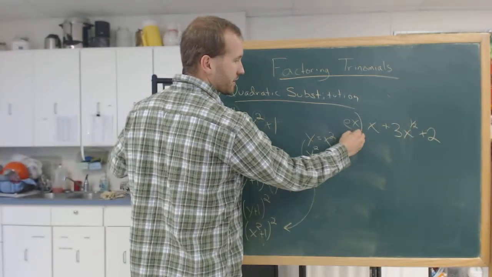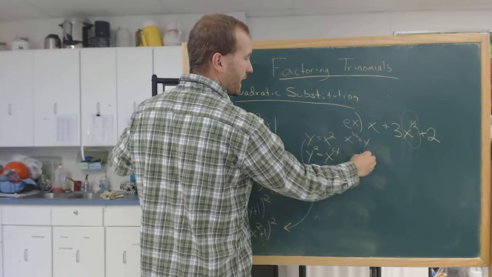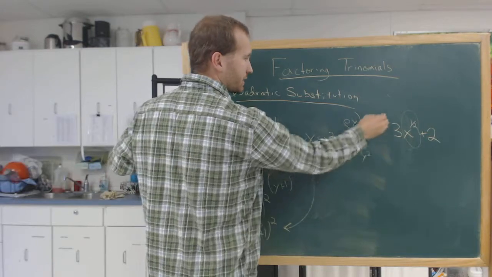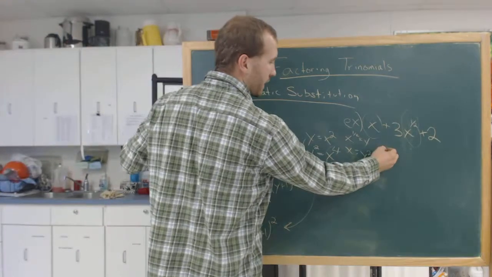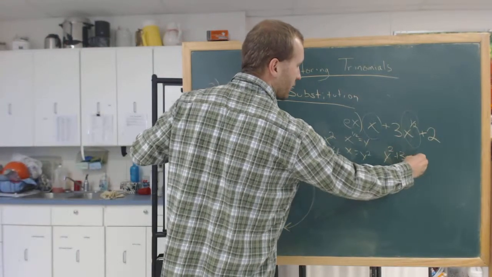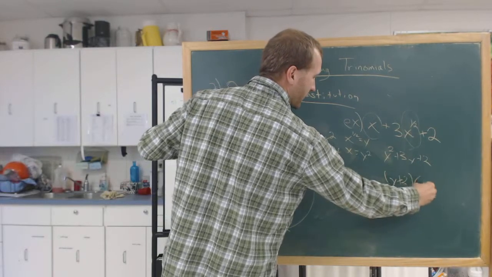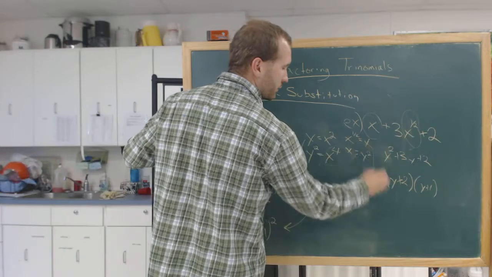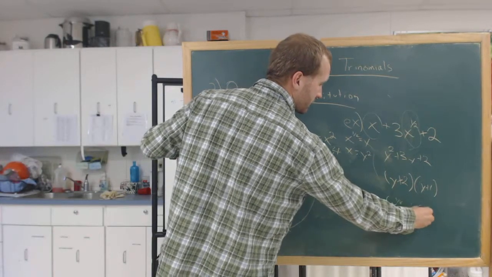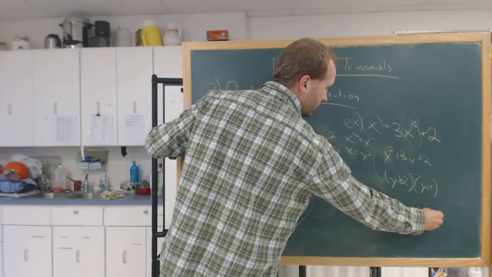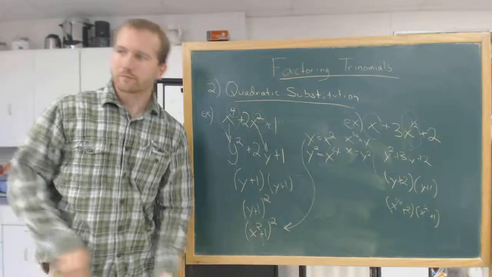If I say x to the 1/2 equals y, so I'm just taking my middle term, then y squared would be x, which is this term. So I would be able to use that same technique to factor this. I would have y squared plus 3y plus 2. My factors would be y plus 2 and y plus 1. And then I would resubstitute. My factors would be x to the 1/2 plus 2 and x to the 1/2 plus 1. That got a little messy, and we're out of time.